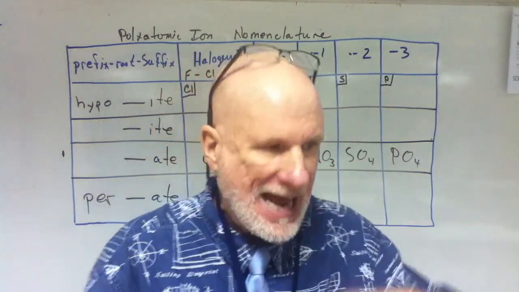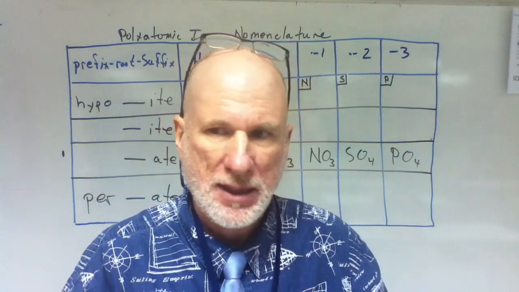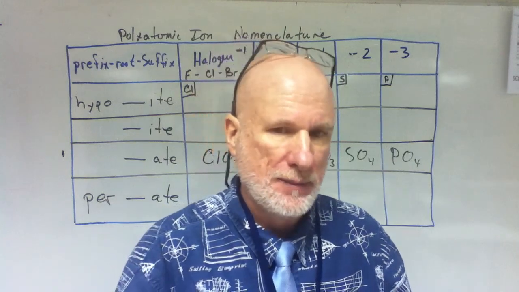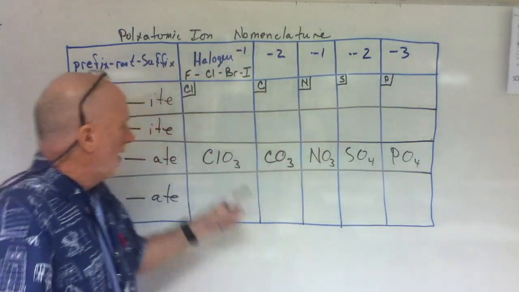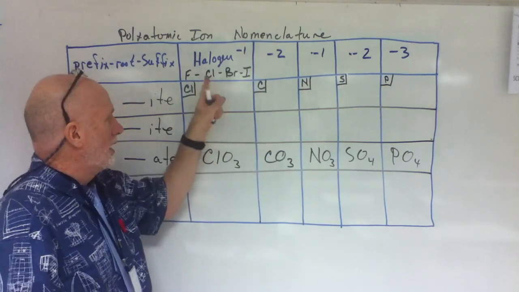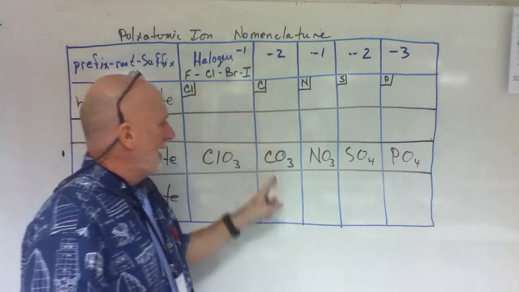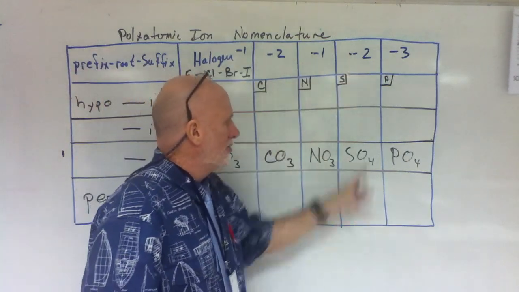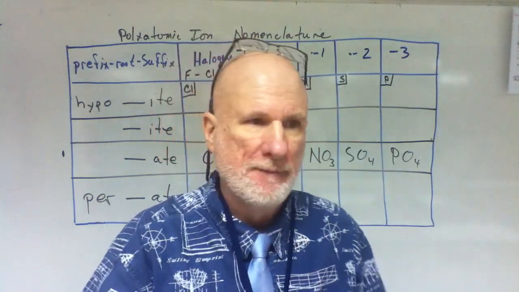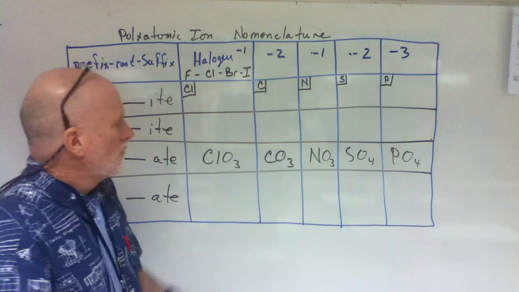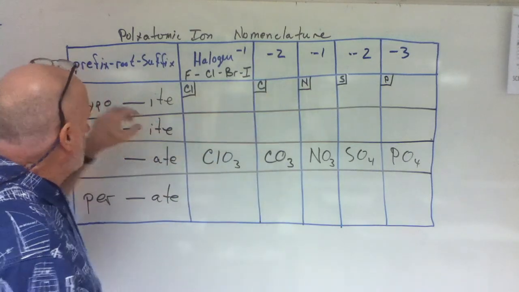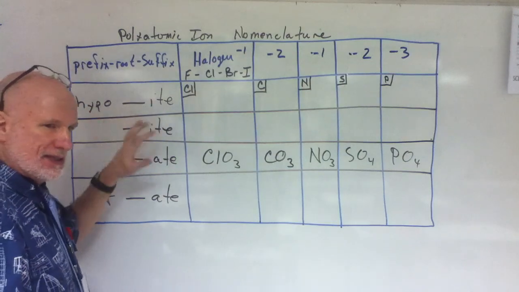Now, in part 2 of this, I will write the formulas for each one of these. Each ion here will be -1. Each ion here will be -2, -1, -2, -3. Clear? Okay? So, just to reiterate. Polyatomic ion nomenclature. You have a series of prefixes and suffixes.